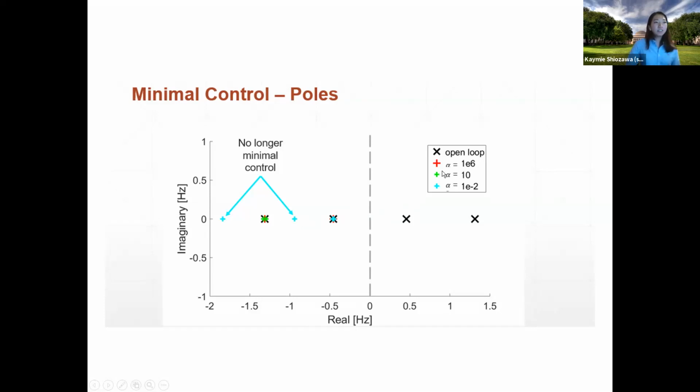However, as alpha starts to decrease and it's no longer in the minimal control region, then you see that the poles start to deviate away from the mirrored position of the poles.